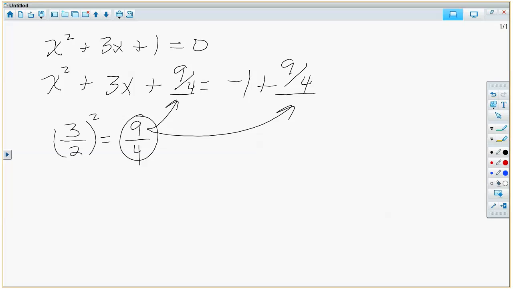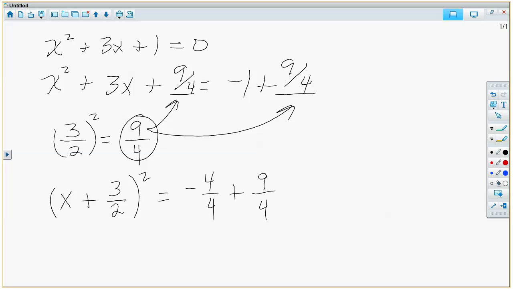There we go. Add 9/4 on both sides. Now you have shortcut number 1 on the left-hand side. On the left-hand side, the x plus what? 3/2 quantity squared is equal to 4/4 plus 9/4. Now, if I have to explain to you how I got this, you don't know your shortcuts.